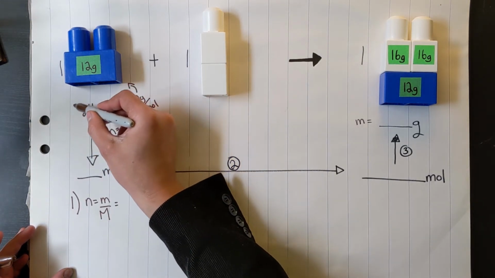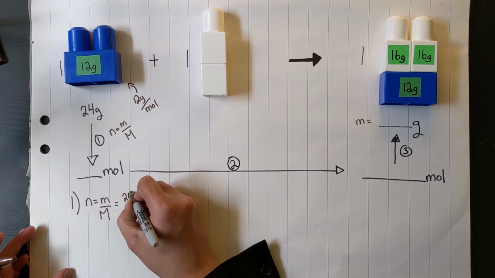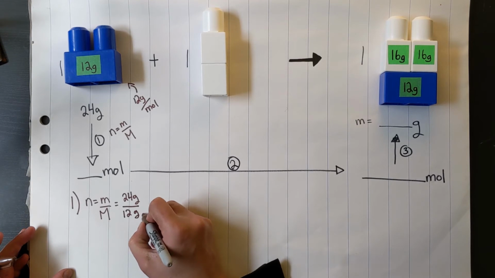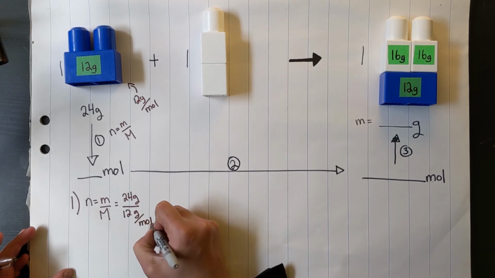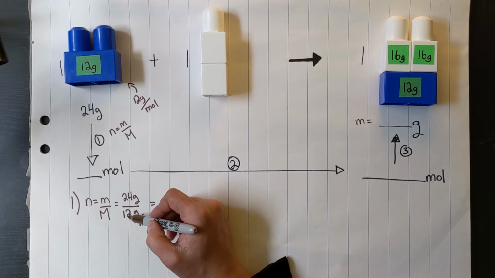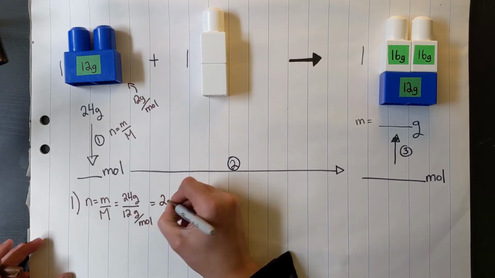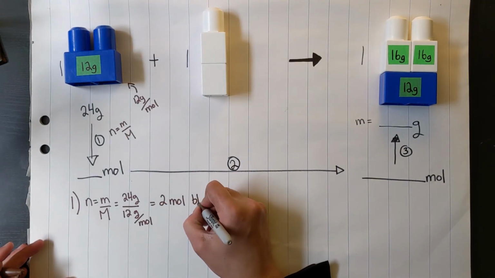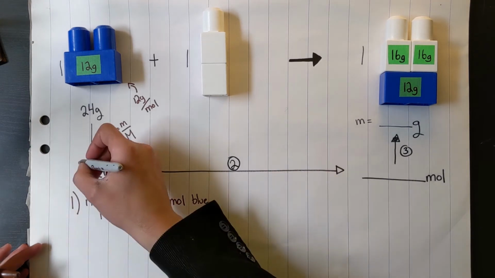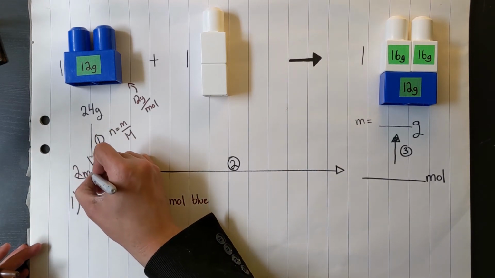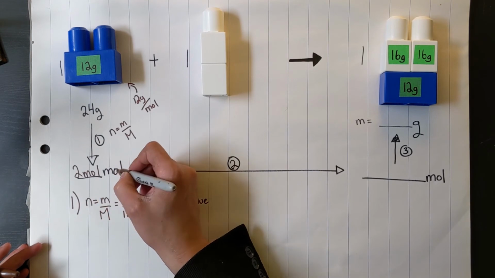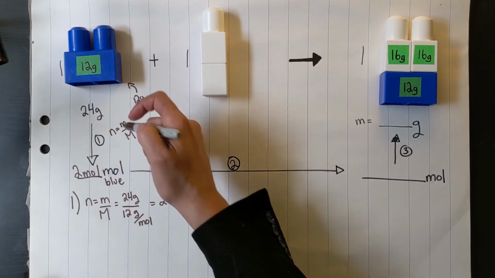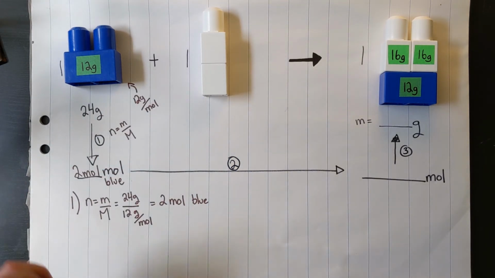So to find the number of moles here, I need to take my mass divided by my molar mass. So the mass that I'm reacting is 24 grams, divided by my molar mass of 12 grams per mole. And 24 divided by 12 will give me 2 moles of, we'll call them blue blocks. So my 2 moles of blue are going to be present if I am reacting away 24 grams.